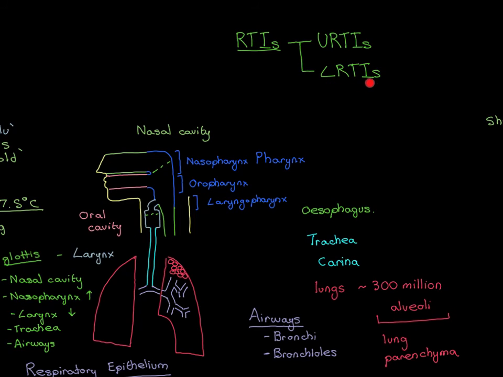An infection below the glottis will be called a lower respiratory tract infection. So an infection of the larynx would be called a lower respiratory tract infection. An infection of the trachea would be called a lower respiratory tract infection. An infection of the airways of the lung would certainly be called a lower respiratory tract infection. And an infection of the lung parenchyma, the alveoli, is most definitely a lower respiratory tract infection. So it is the glottis that marks the boundary between what you would call an upper respiratory tract infection and what you would call a lower respiratory tract infection.